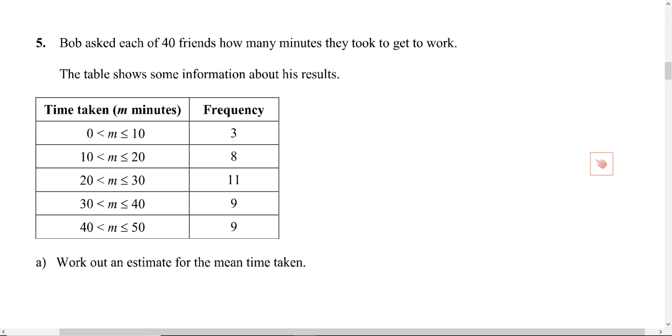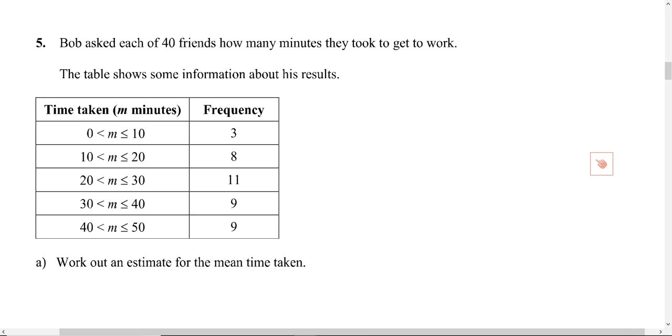Yeah, it's basically that. Somewhere between 0 and 10 minutes, 3 of his friends took to get to work. Can I just ask you, what exact time did they take? We don't know. Well, yeah, you're right, and Nick's right in that we don't actually know what time each person took.